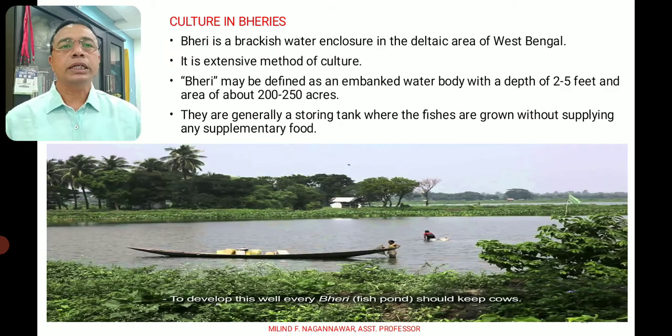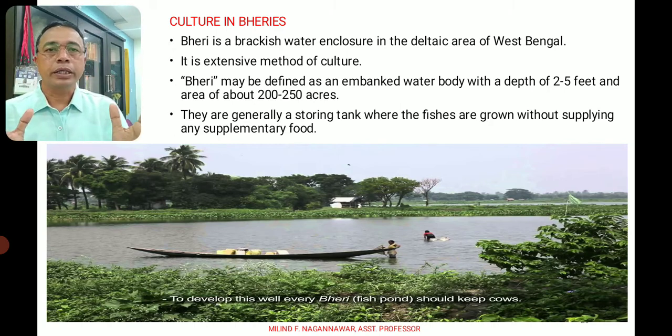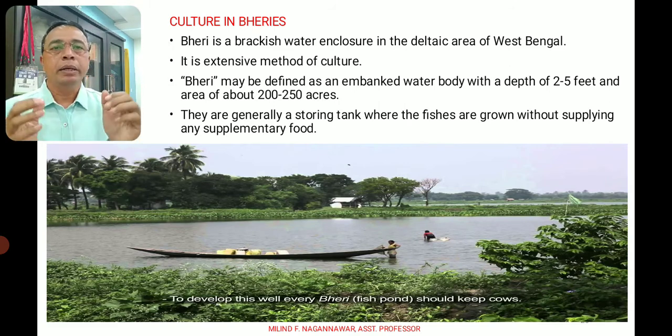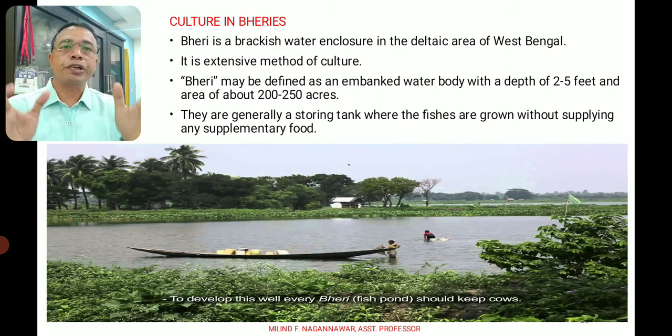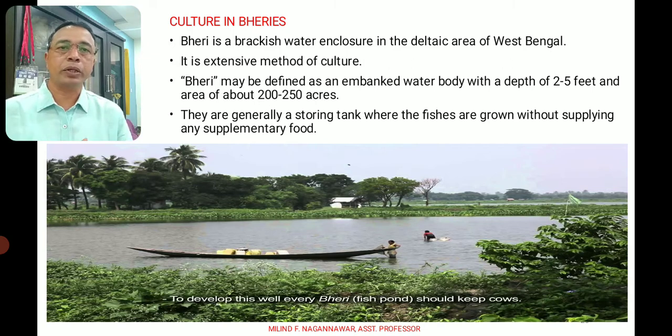Now, what is the culture in berries? A berry is a low-lying area or land near the coastal area, filled with brackish water. Culturing the shrimps in these berries is called culture in berries. It is a type of extensive method.